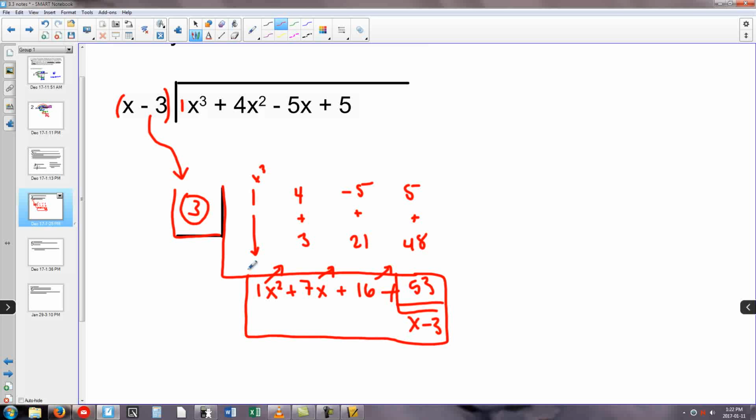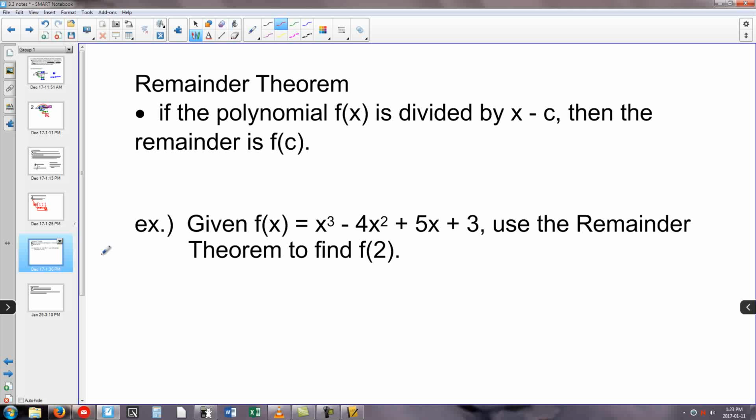And I never had to think, well, how do I make x into a 4x squared or into a negative 5x? I didn't have to ask those kinds of questions. I just did the number part. Multiply and add, multiply and add. So that makes it pretty quick to get through the process.